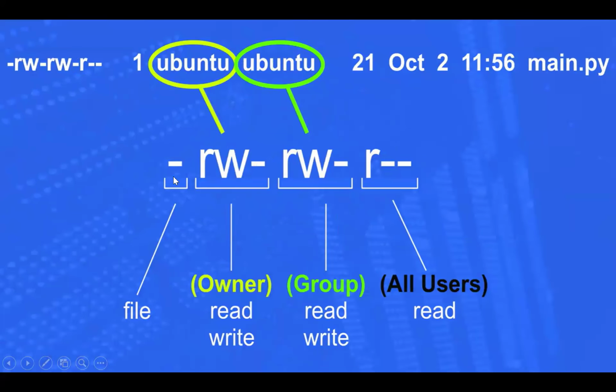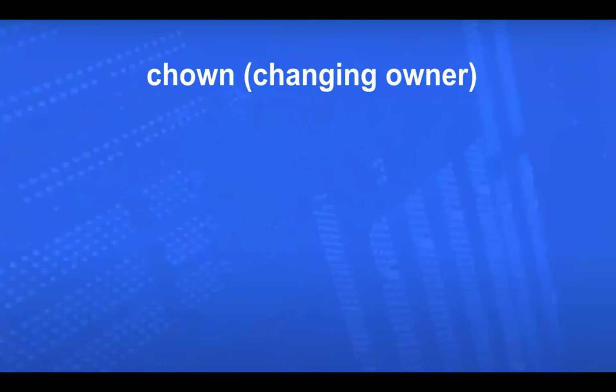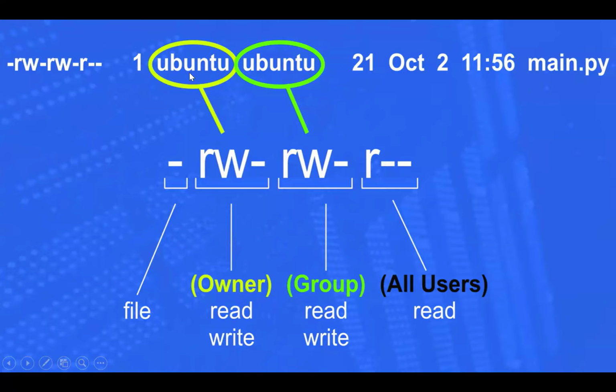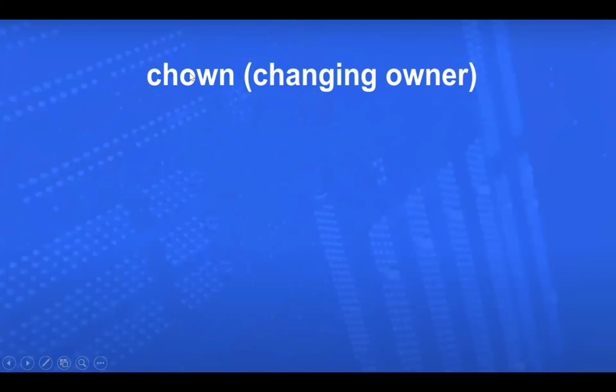Now, if it is a hyphen, you will know this is a file, and these are the same as usual. Got it? Great. Now, there is a command to change the owner. If I am the owner and I want to give my rights to someone else, how will I do that? Like here is Travis. Earlier, Ubuntu was the owner. Now there is Travis.